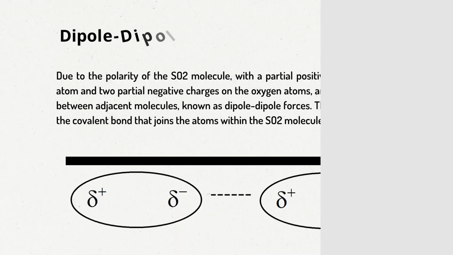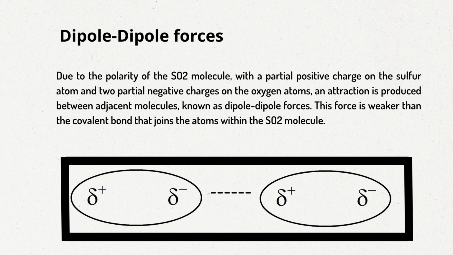Describe the type of intermolecular forces that participate in the molecule. Due to the polarity of the sulfur dioxide molecule, with a partial positive charge on the sulfur atom and 2 partial negative charges on the oxygen atoms, an attraction is produced between adjacent molecules, known as dipole-dipole forces. This force is weaker than the covalent bond that joins the atoms within the sulfur dioxide molecule. Therefore, the intermolecular forces that participate in sulfur dioxide are van der Waals forces, specifically the dipole-dipole force.